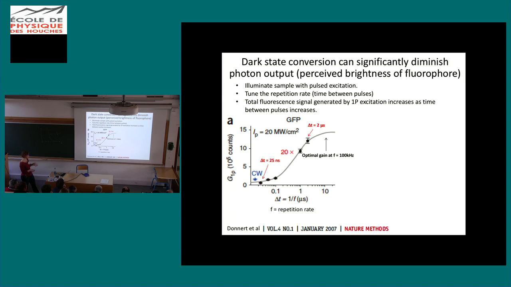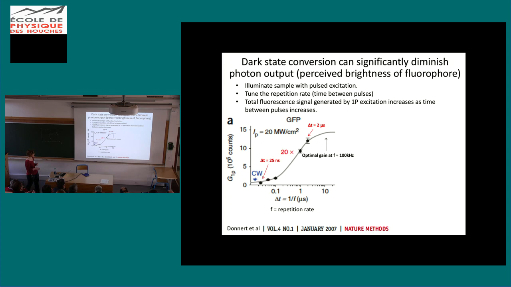what they showed is that if you just look at GFP, and what you're looking at here is essentially the fluorescence output as a function of the timing between pulses. So this is more time between pulses, less time. So the more time between pulses, you get 20 times the amount of photons out of GFP. That suggests a lot of the protein is going into a dark state, and you're not getting signal from it. But if you could change your illumination scheme such that you allow time for the protein to relax, then you can get more light out.